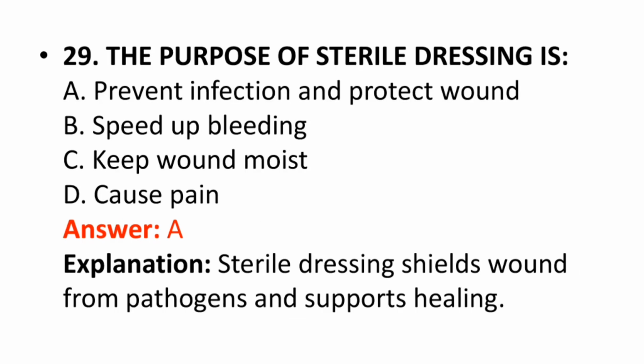The purpose of sterile dressing is: option A, prevent infection and protect wound. Option B, speed up bleeding. Option C, keep wound moist. Option D, cause pain. The correct answer is option A, prevent infection and protect wound. Sterile dressing shields wound from pathogens and supports healing. The purpose of sterile dressing is to prevent infection and protect wound.